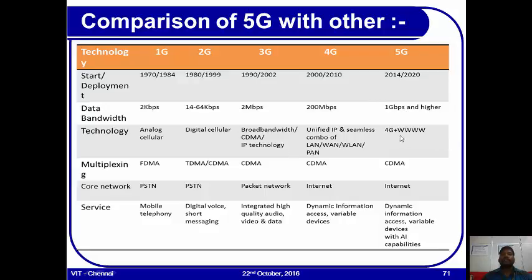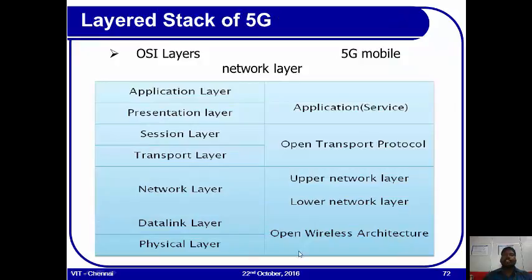The technology could be 4G plus WWWW, that means wireless World Wide Web. Whereas 4G supports IP seamless multiplexing, could be CDMA. Core network is internet. We have service, that is dynamic information access, variable devices with artificial intelligence capabilities. The 5G layers could be open wireless, which is data and physical layer are going to be open. Network layer is split into two sectors. One is lower network and the other one is upper network. Session and transportation put together open transport protocol application.